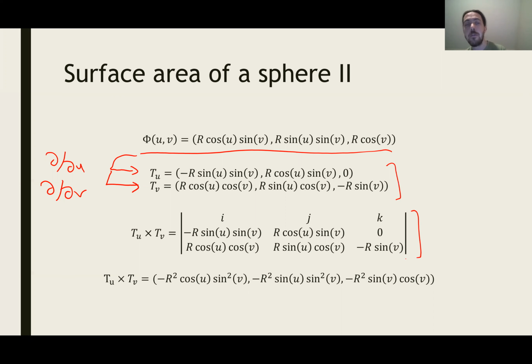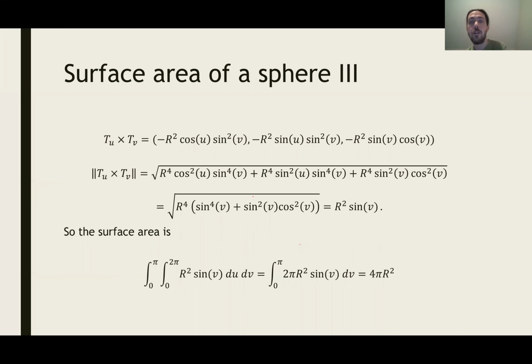So we take those and plug them back into the formula for the cross product using i, j, k, first vector, second vector. And we calculate it out. We get i times this little 2 by 2 determinant, which is minus r squared cos u sine squared v. We get j times the negative sign times this little 2 by 2 determinant. That gives us minus r squared sine u sine squared v, and k times this little 2 by 2, which turns out to be r squared sine v cos v, because we get a cos squared and sine squared that cancel each other.